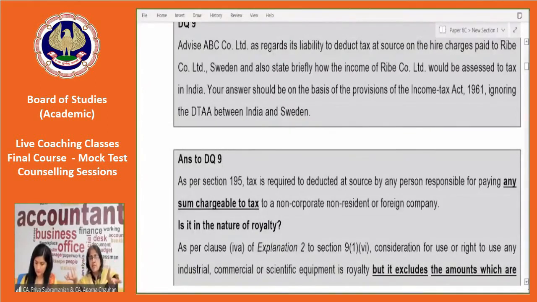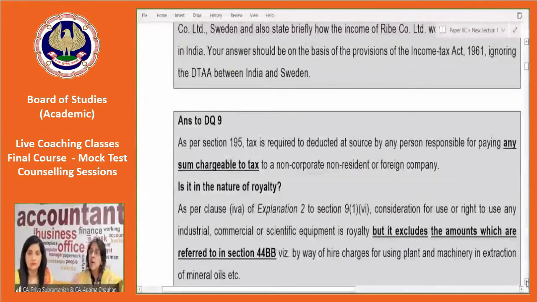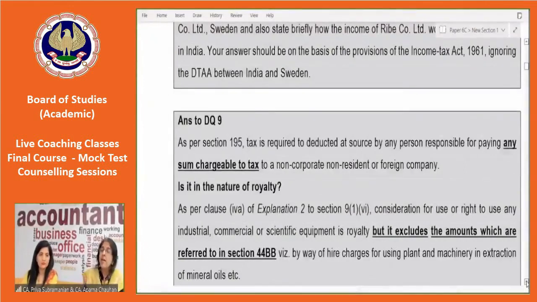Now, what is the nature of the payment? Here, you make payment for use of plant and machinery, for supply of plant and machinery. Now, is it royalty? First, we have to examine whether it's royalty. Because royalty, as per the definition given in 9(1)(vi), provides the situation where royalty income paid to a non-resident is deemed to accrue or arise in India. Now, you have to examine whether this is royalty.